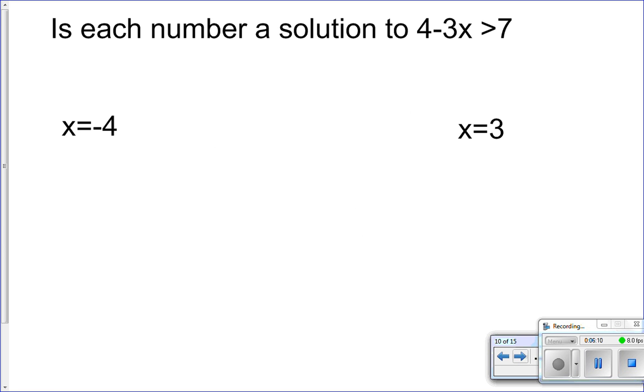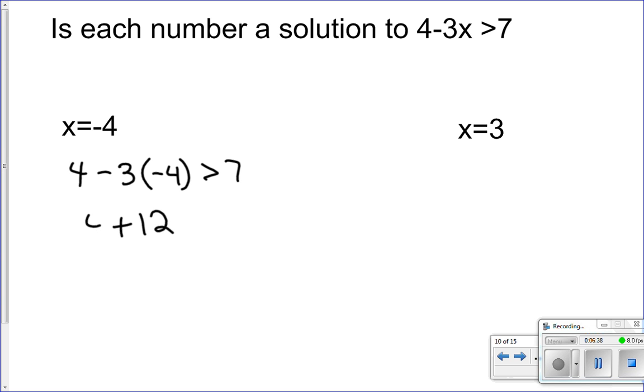Is each number a solution to the inequality 4 minus 3x greater than 7? Try these two right now: x equals negative 4 and x equals positive 3. So we plug it in, I get 4 minus 3 times negative 4 is greater than 7. Negative 3 times negative 4 is positive 12. So it's 4 plus 12 greater than 7. And 16 is greater than 7, so the answer is yes.